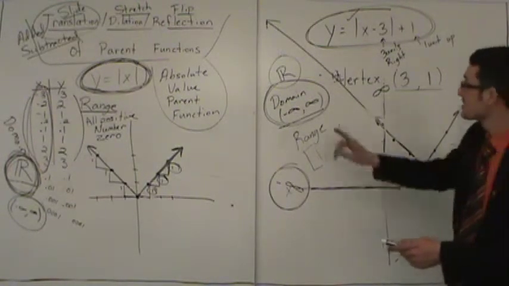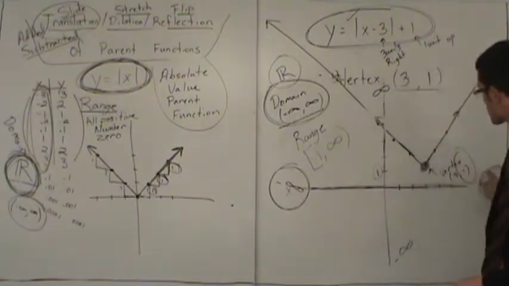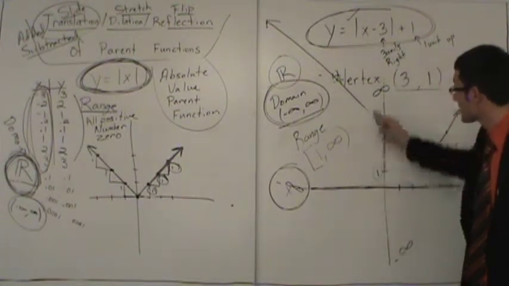Now again, domain is left to right, negative to positive. Range is bottom to top, or negative to positive.